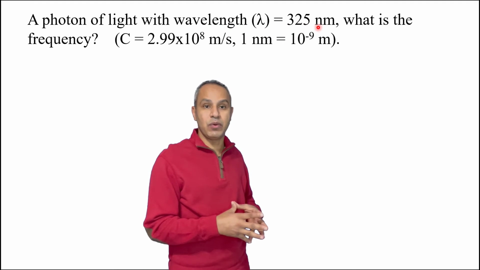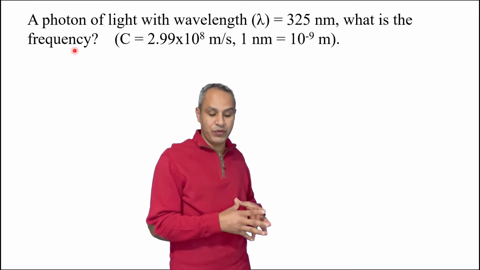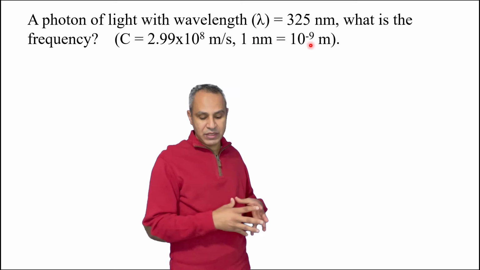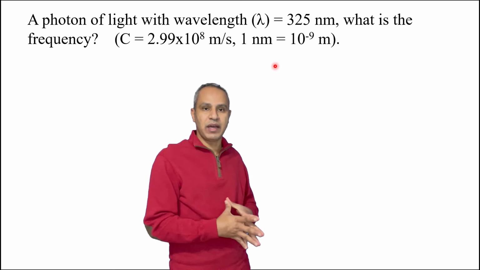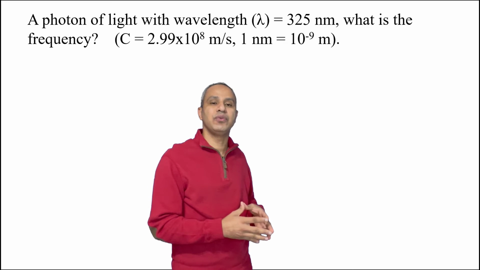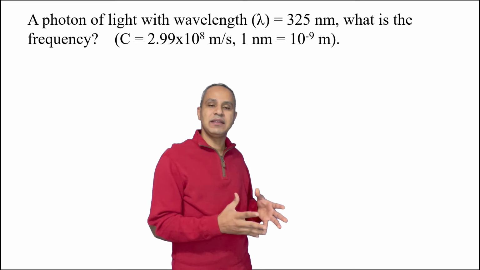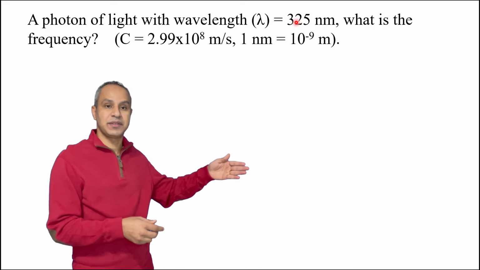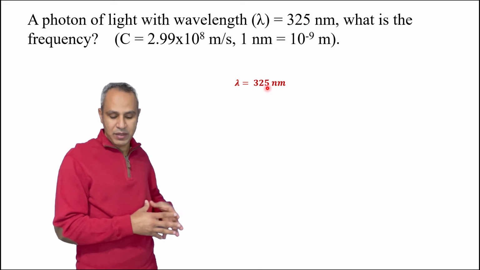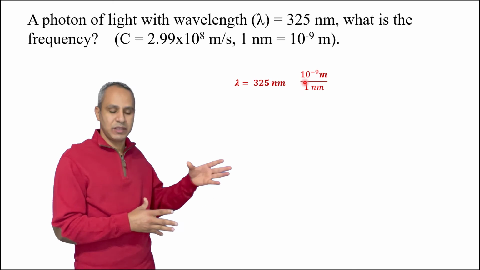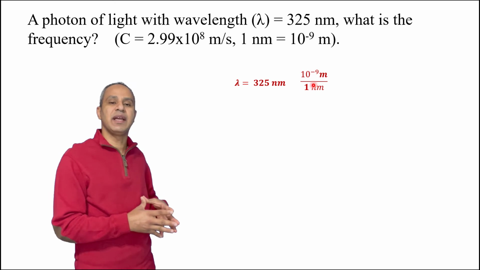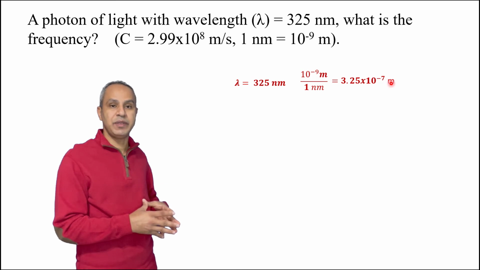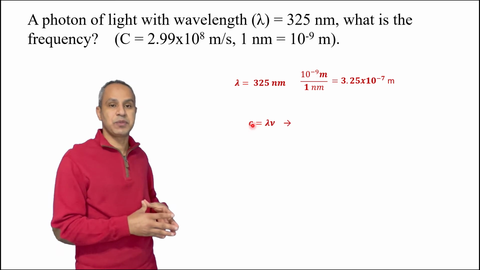So let's do an example on these types of calculations. If you know that a photon of light has a wavelength of 325 nanometer, what would be the frequency? And we know that the speed of light is 2.99 times 10 to the power 8 meter per second, and nanometer is 10 to negative 9 of a meter. First step is going to be converting nanometers to meters using the SI prefix conversion factor. So you multiply it times 10 to negative 9 meter divided by 1 nanometer. Nanometer will cancel out with nanometer, and now you have your wavelength in terms of meters.